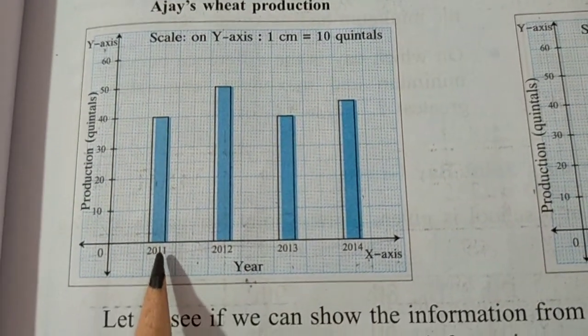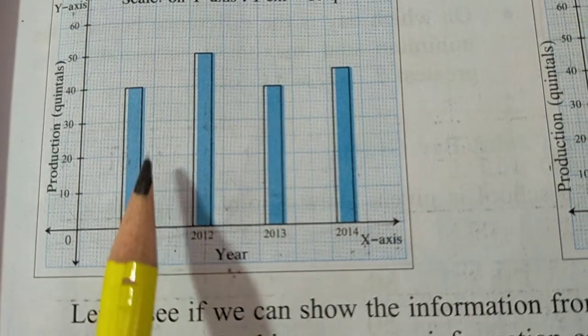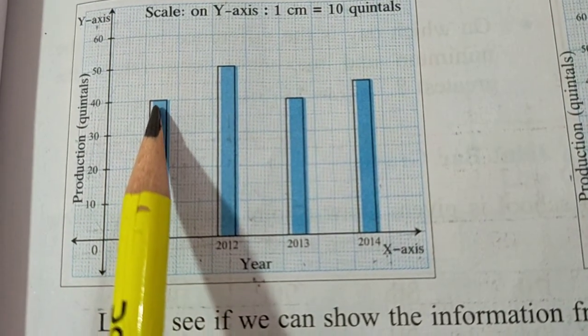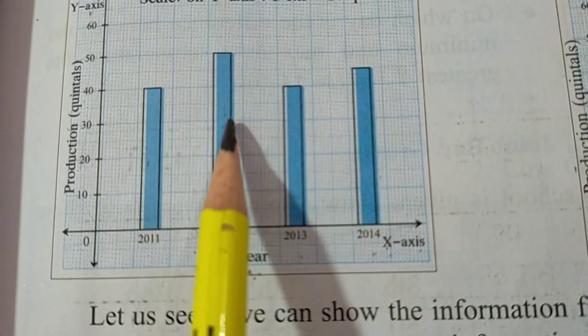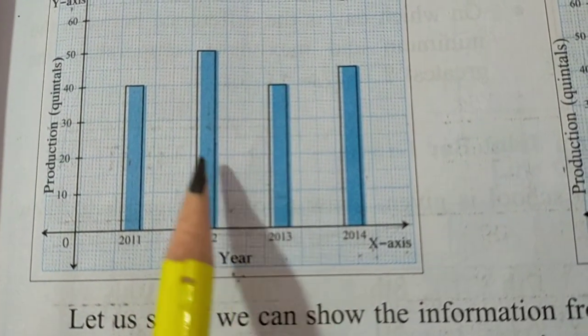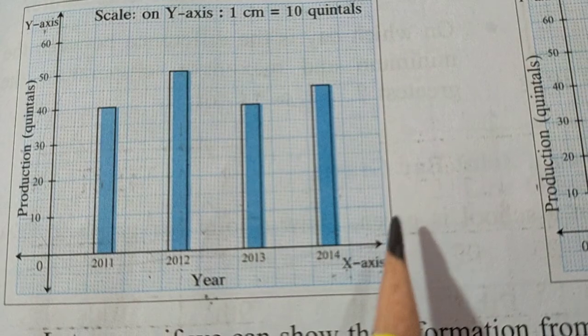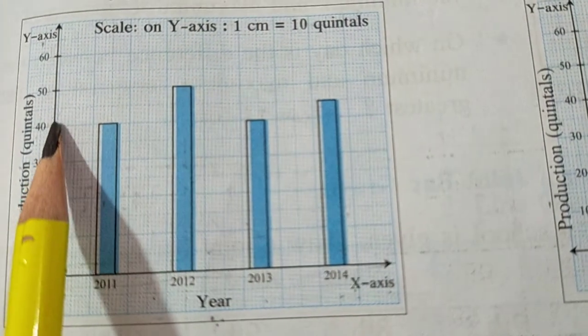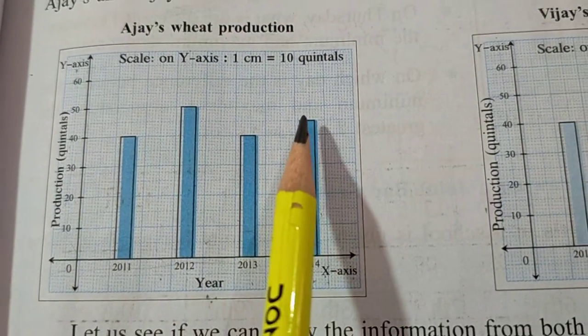Now here, in the year 2011 the production is 40 quintals. In 2012 the production is 50 quintals. In 2013 the production is 40 quintals. In 2014 the production is 45 quintals.